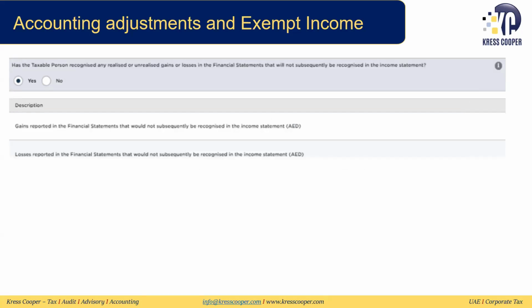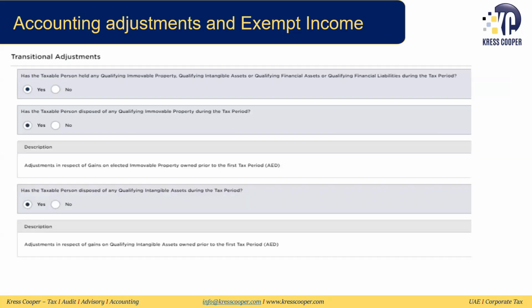So now, has the taxable person recognized any realized or unrealized gain or losses in the financial statement that will not subsequently be recognized in the income statement? So it is asking you for this information again, that if there are any gains or losses which are not going to go to the income statement, then you need to give what are those gains reported in the financial statement that would not be going to the income statement, what are the losses which are reported in the financial statement, because it wants to make the adjustment for that which would be there in your accounting profit and loss.